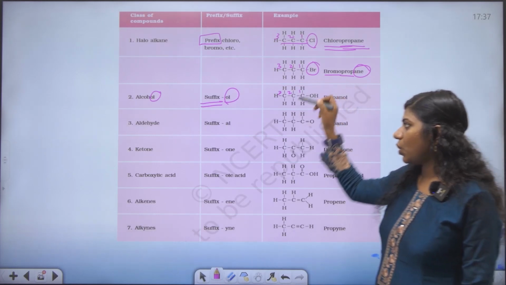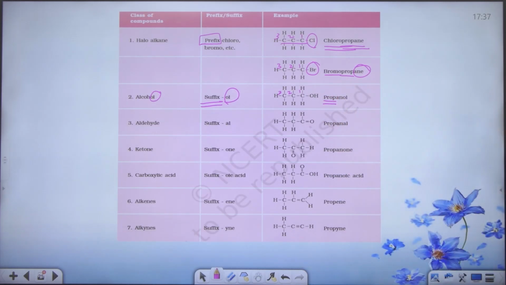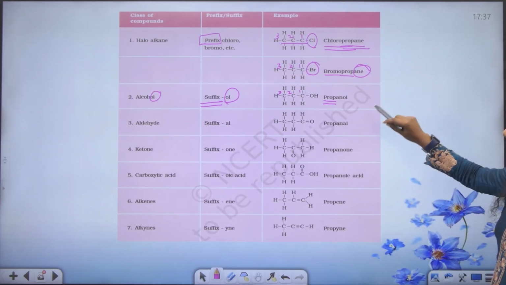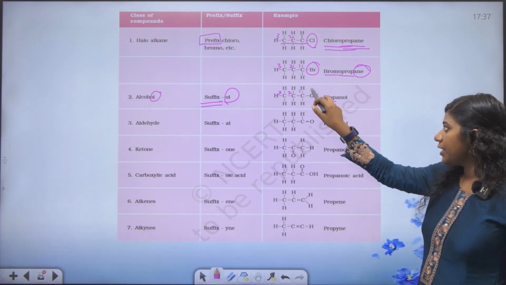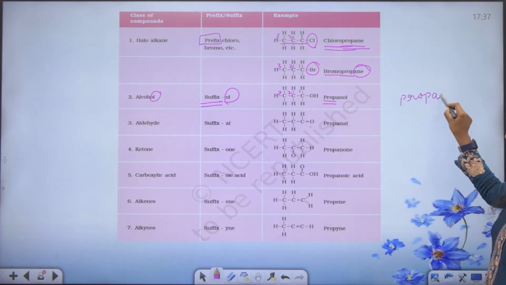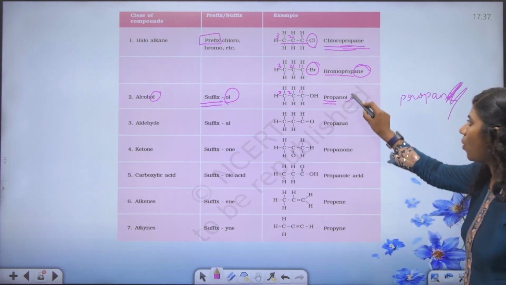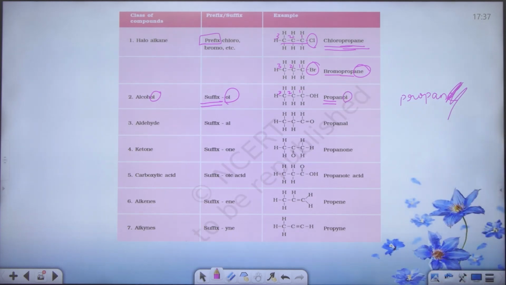And alcohol, name ends with -ol. The name of this compound is propanol. We know that if instead of OH, hydrogen is there, the compound is propane. But one hydrogen is replaced by OH group, so the name of the compound is propanol. The name ends with -ol, not -ane, -ol.